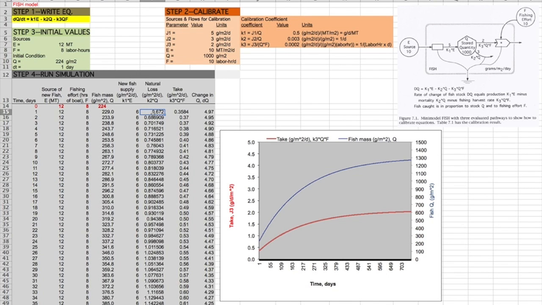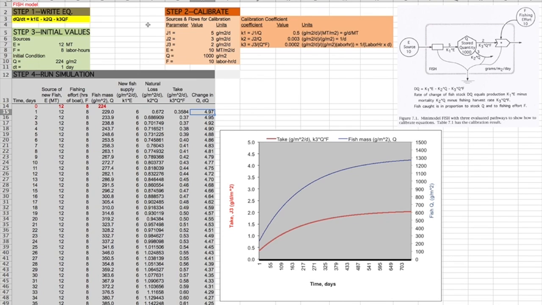Our natural loss of fish is K2Q, and our equation again refers back to K2 from our calibration area in the orange times our previous value of Q. Whereas K1E is 2 constants multiplied together, so it's always a constant 6 in this case. Q is not constant, but K2 is. Therefore, K2Q is not constant. Our fish take, K3QF, is using the K3 coefficient and multiplying times the F and the Q from the previous time step.